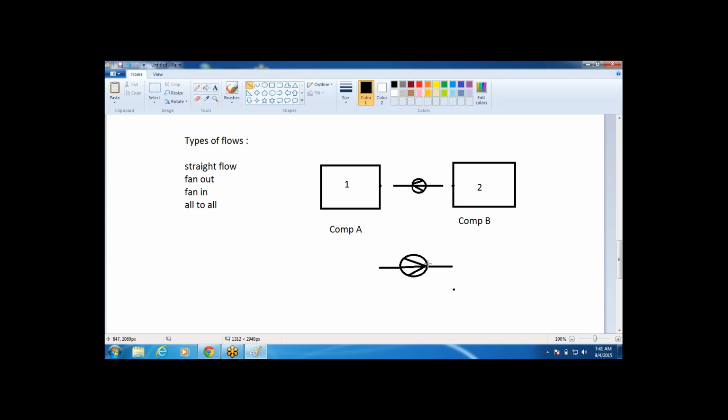So what kind of components will produce a fan in flow? For whatever concepts you know, which components will do this? Departition, right? Yes.